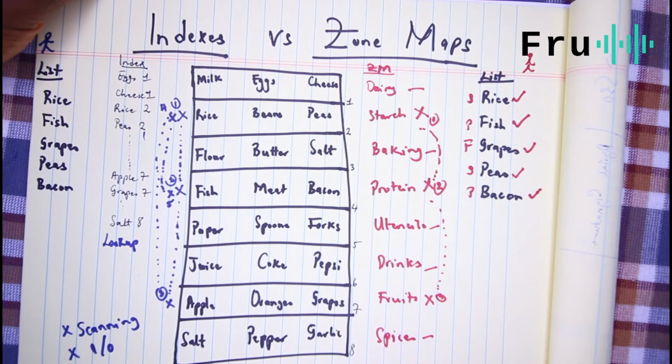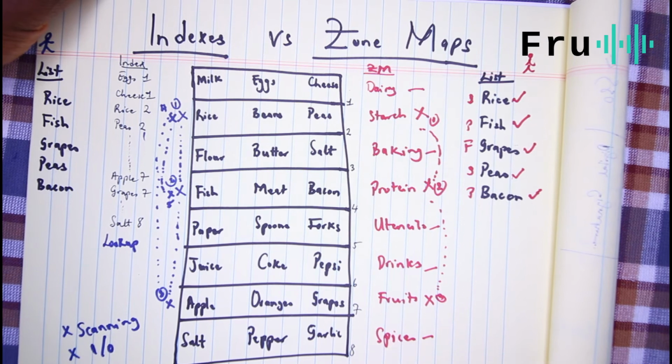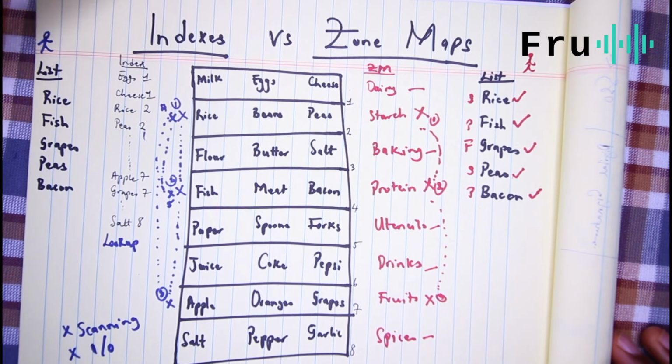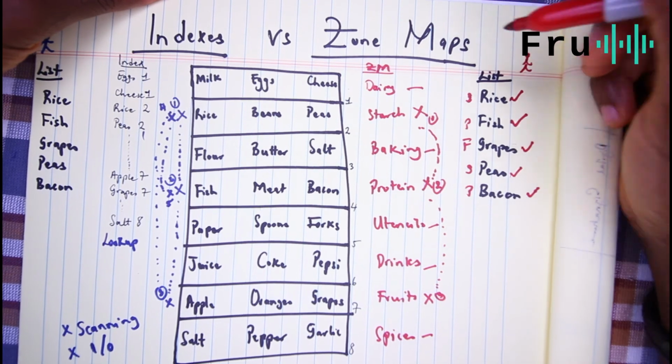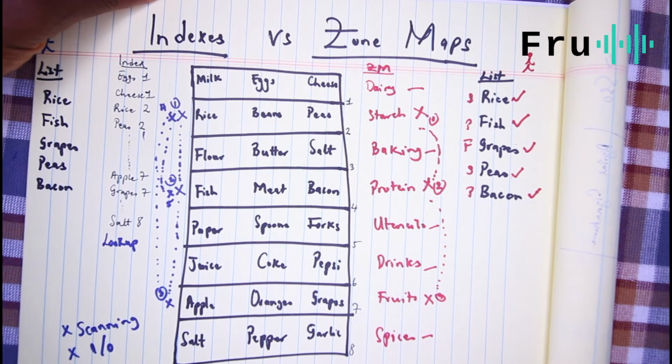So these are some of the differences. Hopefully this gives you an idea. In the world of databases, indexes and zone maps, you probably come across that at some point. More so for indexes; depending on the platform you're working with, you might come across zone maps.